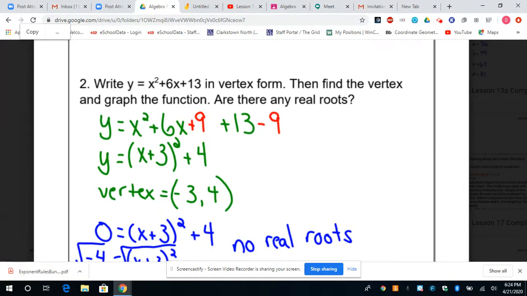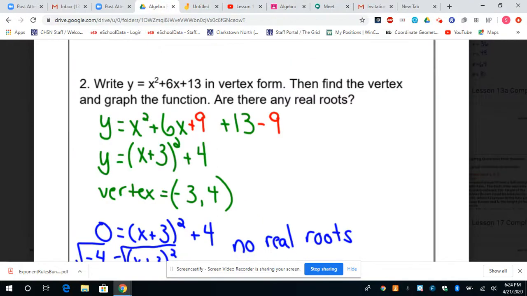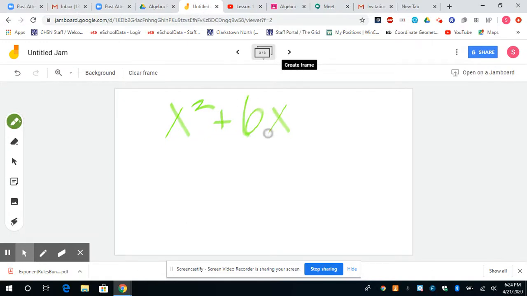This one on number 2 says write the quadratic in vertex form, then find the vertex and graph the function. You won't have to graph it, but remember this one, when you want to put it in vertex form, you complete the square. So let's do it together. We have x squared plus 6x plus 13. I know the work's done here, but in case you forgot, x squared plus 6x. So we're going to use the complete the square process to get it into this vertex form. That is the only way to get into vertex form. So complete the square.